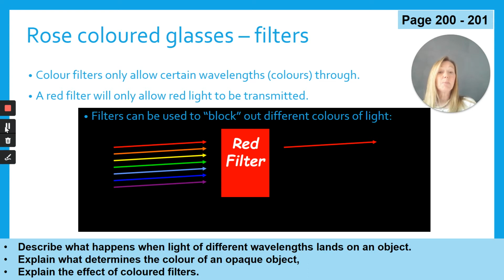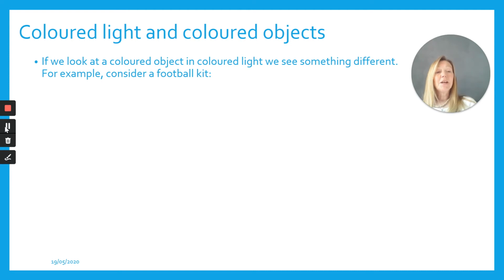Now we can use filters in order to change the colour of light. So when white light is coming in, for instance, we've got here a red filter, all the other colours will be absorbed by that red filter, and it will only allow the wavelength of red light to pass through. Now this can have some really strange effects when we look at coloured objects through a filter.